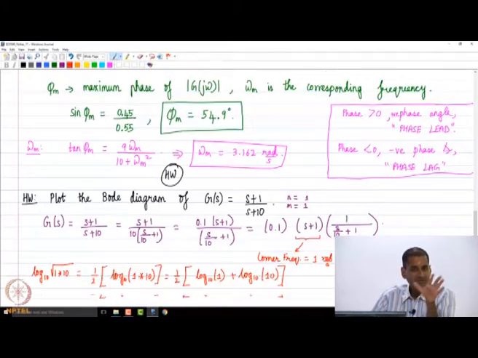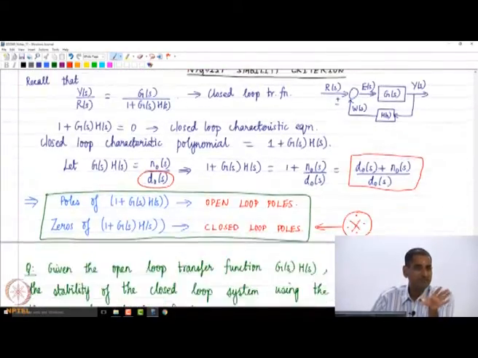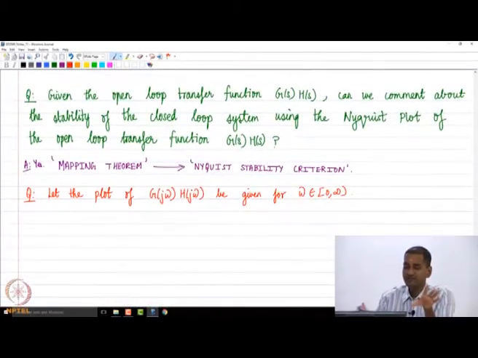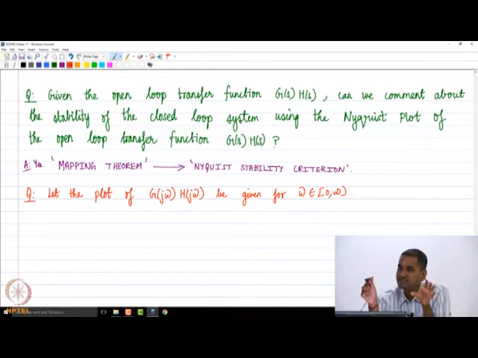Till now we have been looking at omega as a physical parameter, associated with frequency, and it can take only positive values. But when we go to the mapping theorem and the Nyquist stability criteria, we are going to look at omega as a real parameter, and it can take values from minus infinity to plus infinity. We will learn that in the next class.